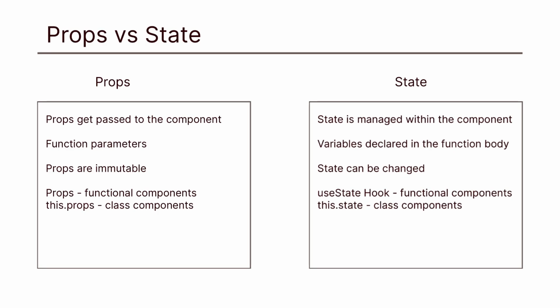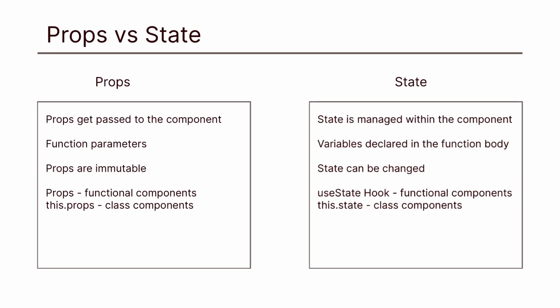The first one is that props get passed to the component, whereas state is managed within the component. An analogy for this would be function parameters against variables declared within the function body, because a parent usually passes down the props to the children components. Props are immutable. The parent owns the props and they cannot be changed by the children.